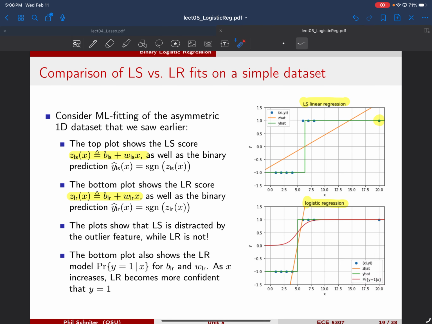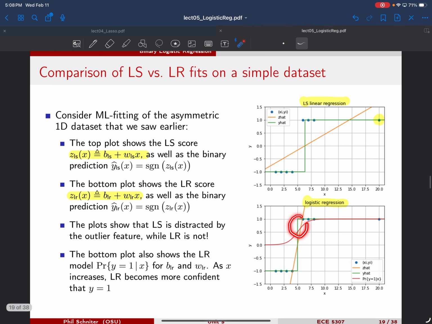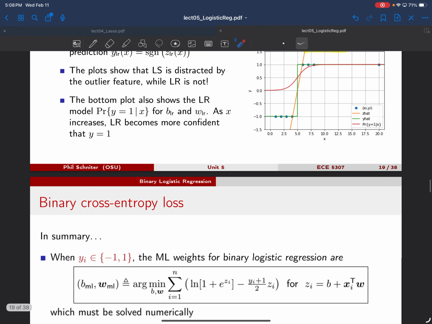And so we can see that, as our x gets far beyond 5, we're more and more confident that the label is 1. But when they're close to the boundary, we're not really that confident about the label, based on the fit we did. Okay, so this is what we have for this example.